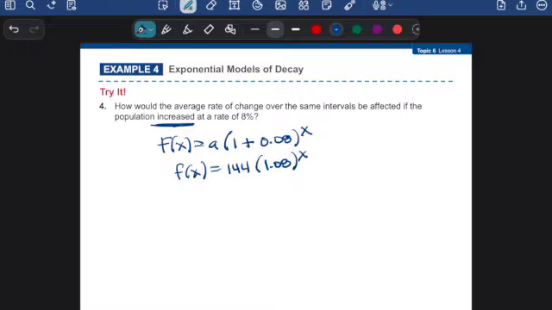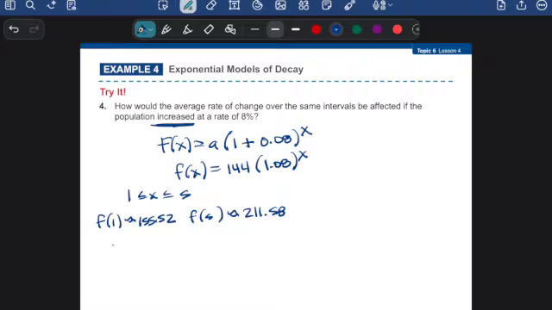How would the average rate of change be affected for the same interval? So going from 1 to 5, we're going to do f of 1 and f of 5 for our new calculation. f of 1 is going to be about 155.52, and f of 5, if you just go up and add a caret to that, to the 5th power, this is going to be about 211.58.